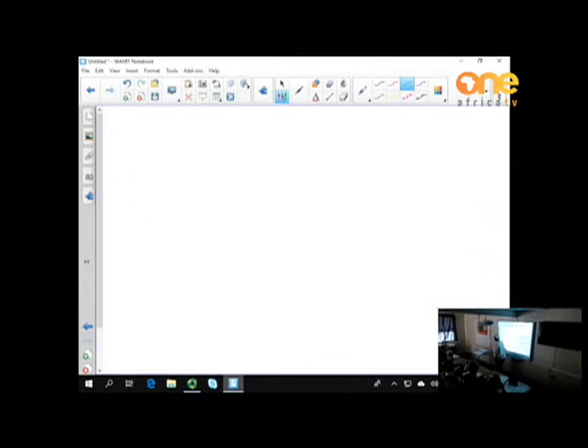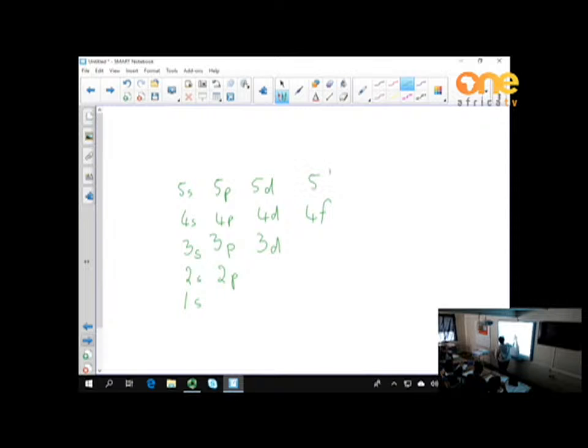Now, the pattern that you can draw to help you remember how the electrons go in, we can write as follows. 1s, 2s, 2p, 3s, 3p, 3d, 4s, 4p, 4d, 4f, 5s, 5p, 5d, 5f. Okay, now the electrons go as follows.